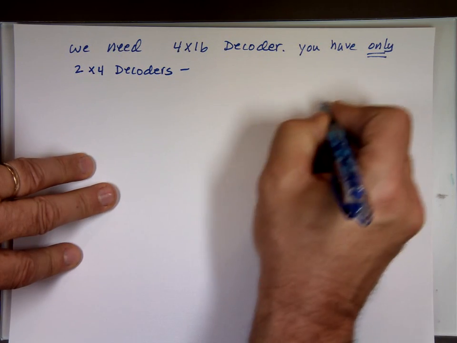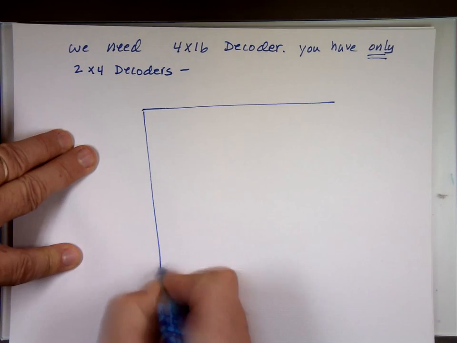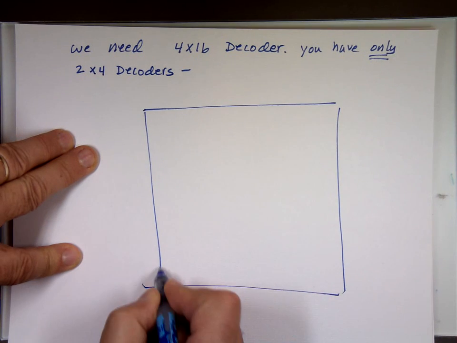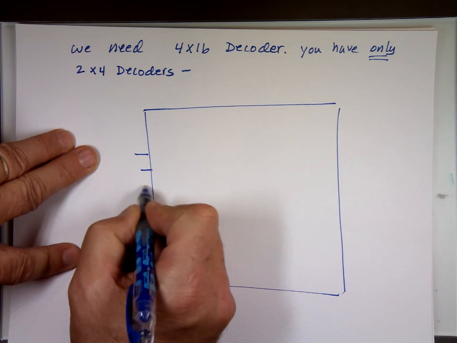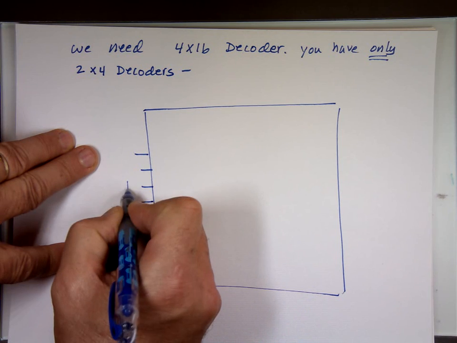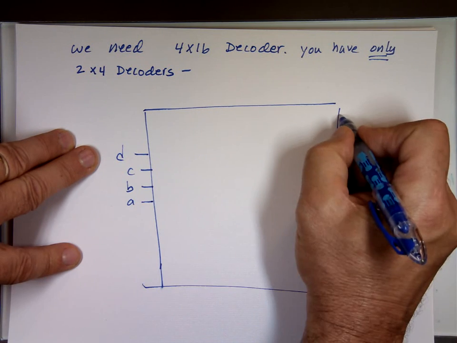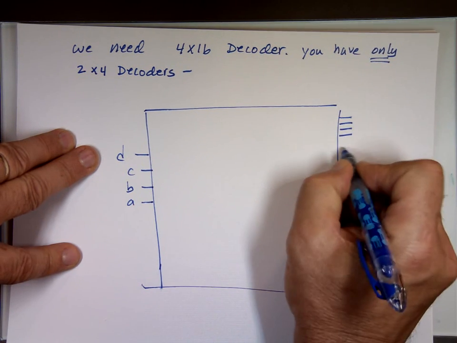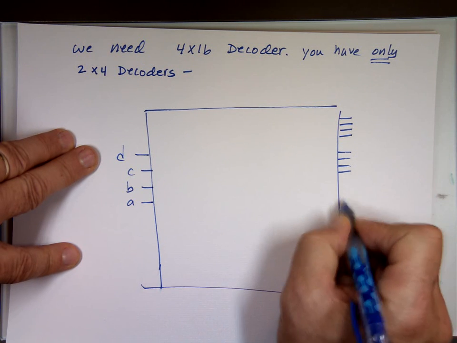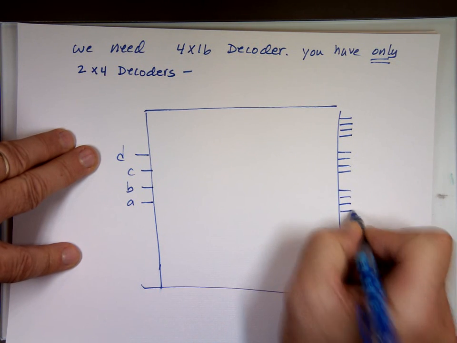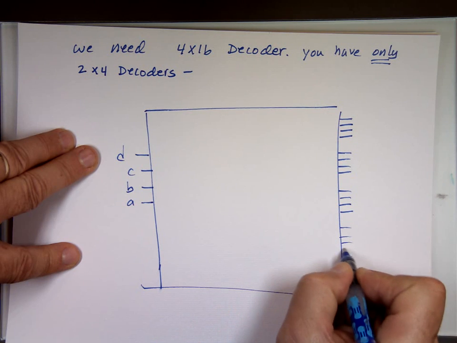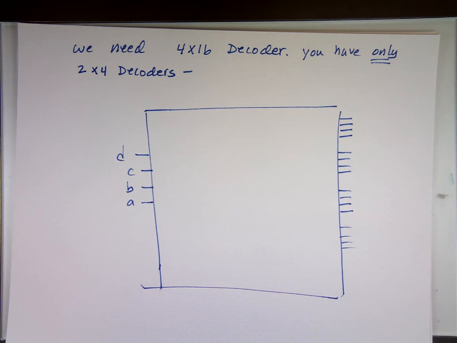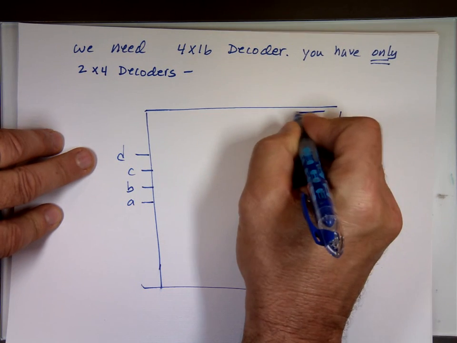Two different decoders. So 4 by 16 looks like this. It has 4 inputs: A, B, C, and D. How many outputs? 1, 2, 3, 4, 5, 6, 7, 8, 9, 10, 11, 12, 13, 14, 15, 16. So what you have, you can pick 4 2 by 4 decoders. Yes, 4.